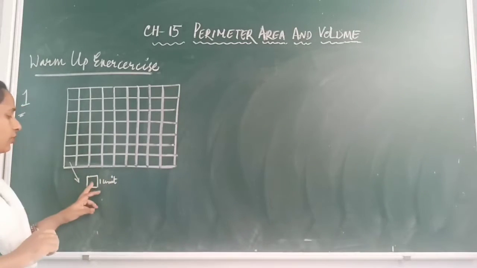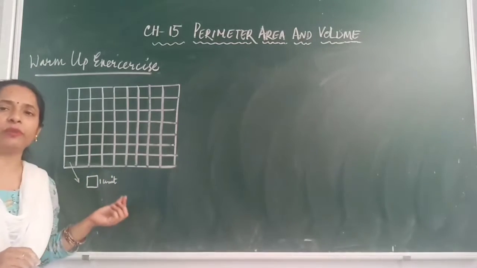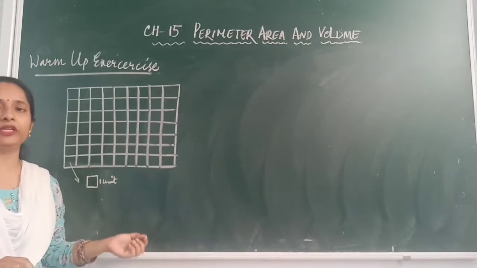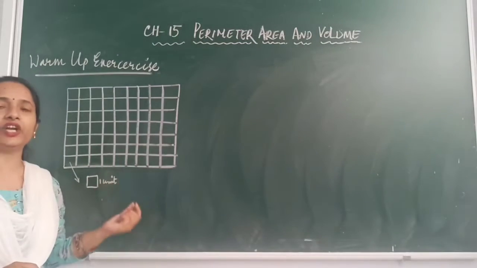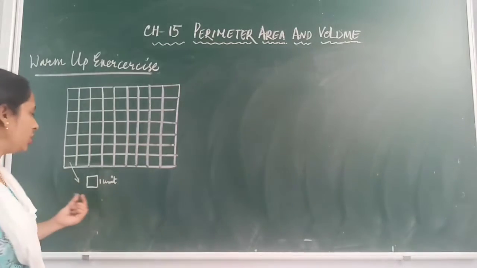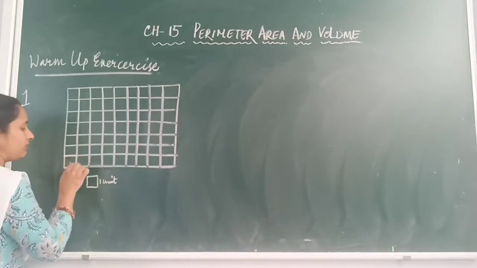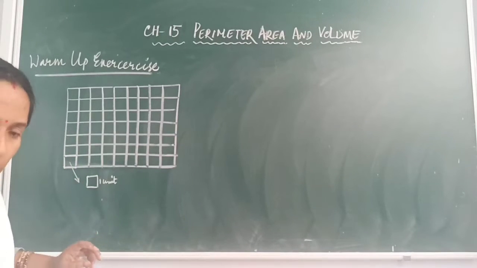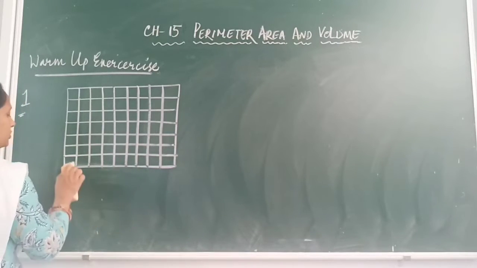Each side of this square will be 1 unit, such as it may be 1 centimeter, maybe 1 millimeter, maybe 1 meter. Okay, it will be a grid of 1 unit. So each grid will be called a unit square. Understood? Each grid will be called a unit square.